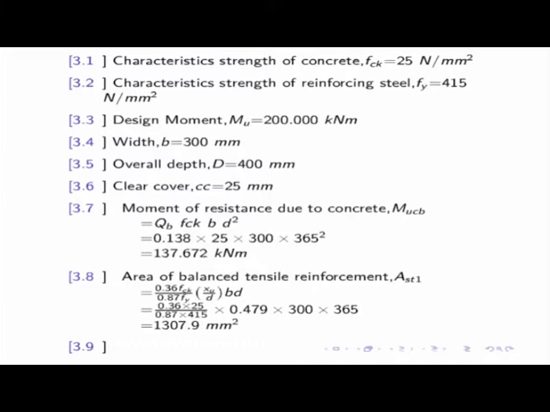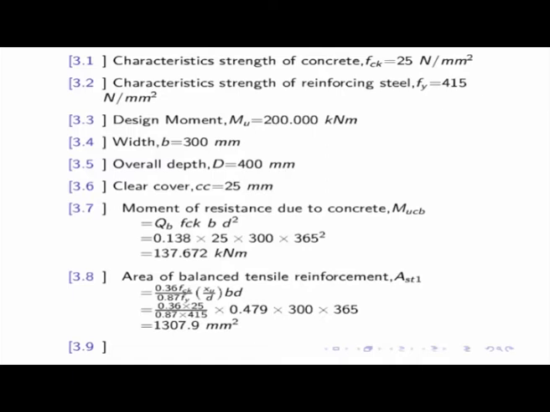So, that means if I can go up to this, I cannot go beyond that. That means the section which I have given you here, 300 millimeter by 400 millimeter, as per the theory of reinforced concrete structures, I can go up to 137.672 kilonewton meter, that is the moment, and the corresponding area of steel can be 1307. So, I am short of 63 kilonewton meter, which I still have to resist, and who will resist that? It will be resisted by the additional steel. So, additional steel will resist that.